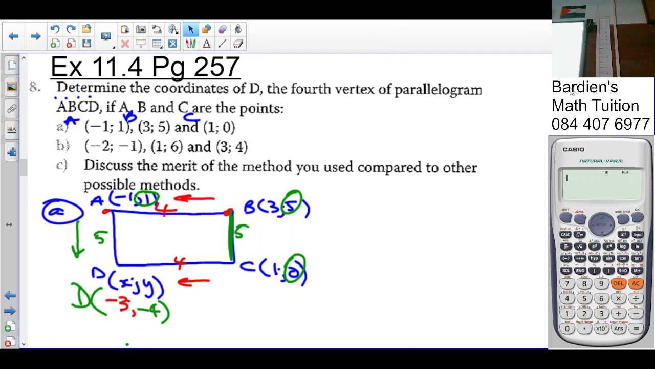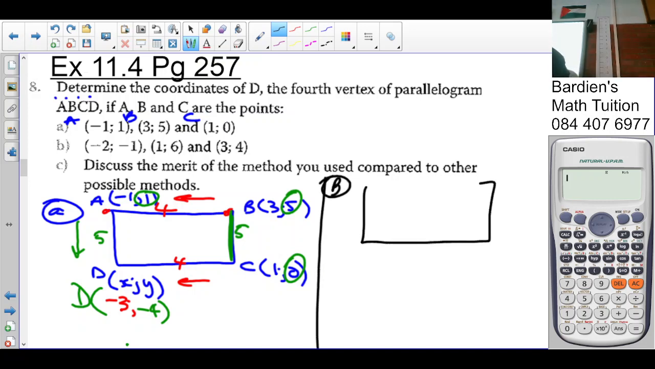Alright, I would like to actually do it. So here goes A, B, C, D. And this always works for parallelogram, rhombus, square, rectangle. So you've got A, which is negative 2 and negative 1. B, which is 1 and 6. C, 3 and 4. And D, X and Y.